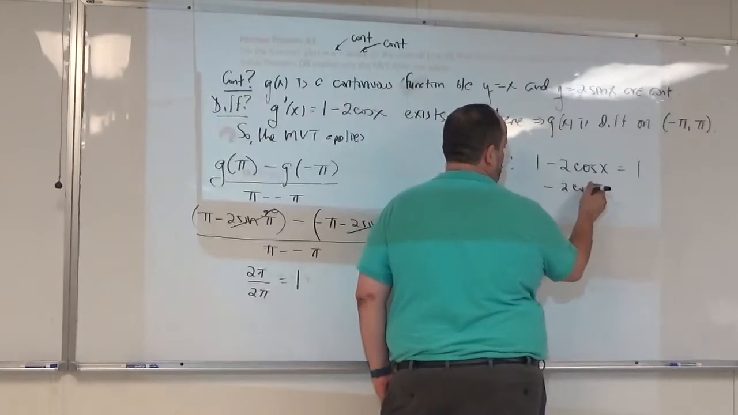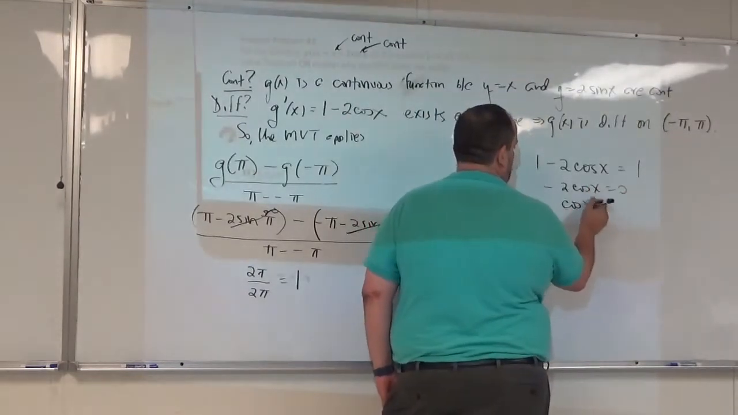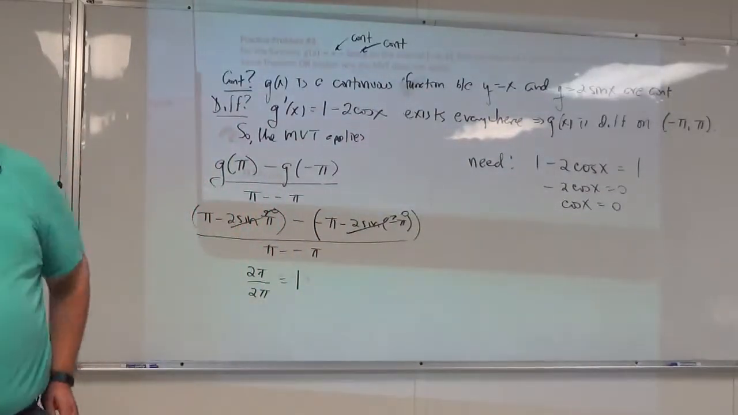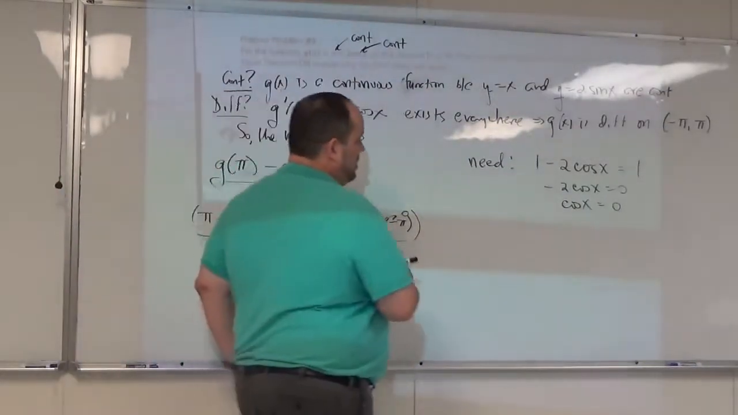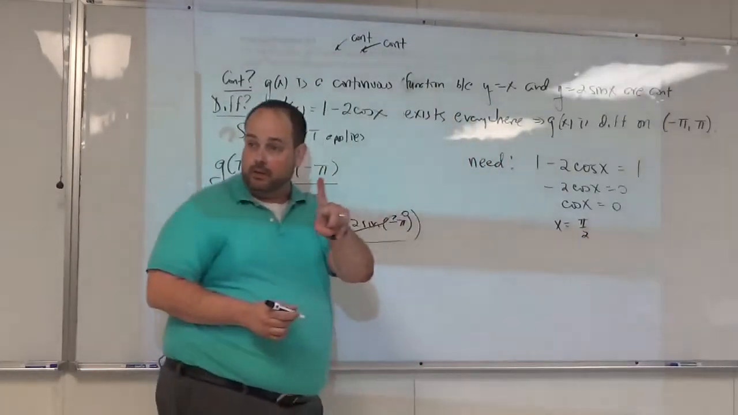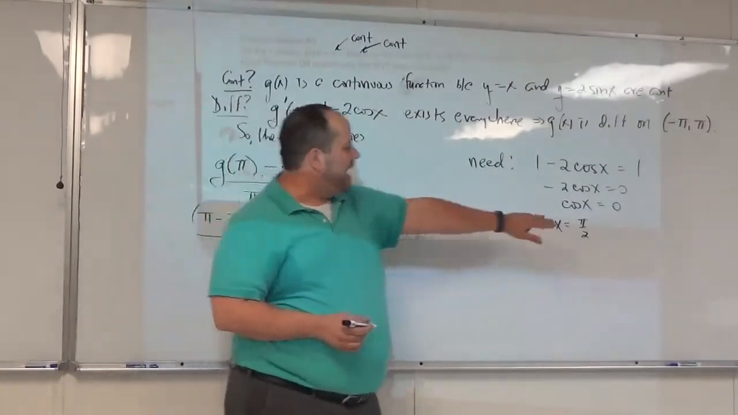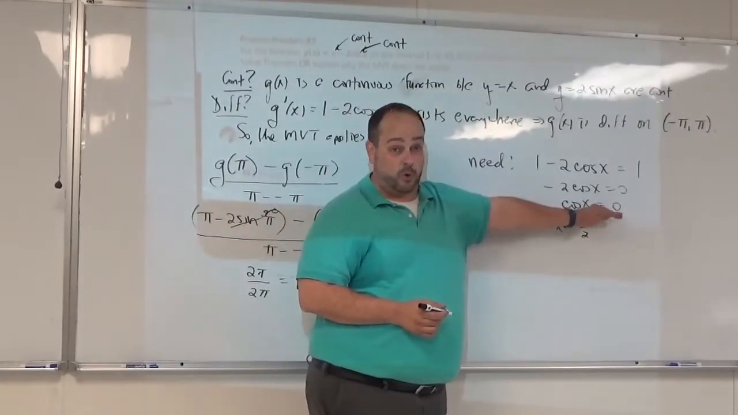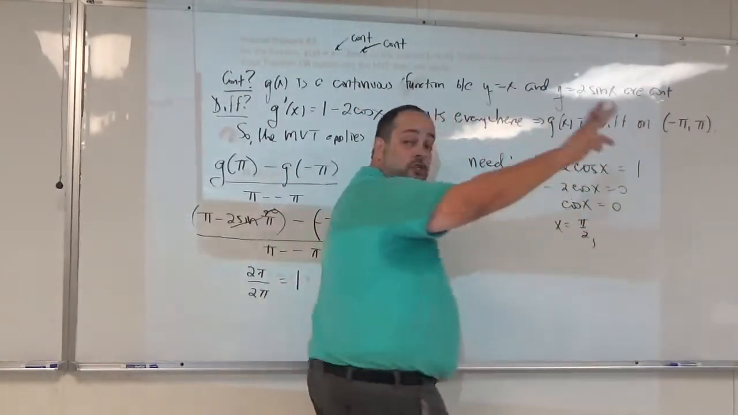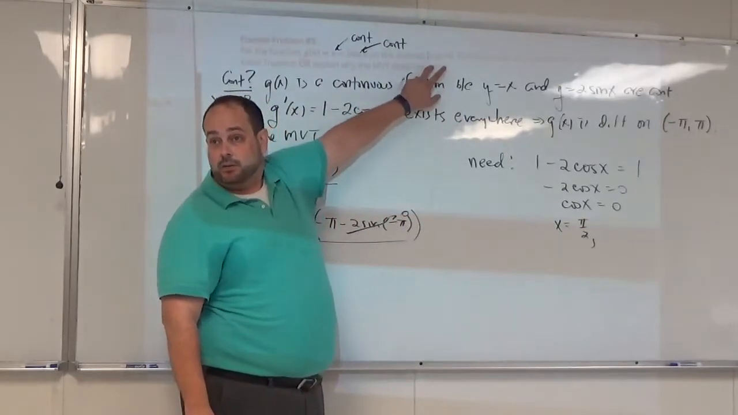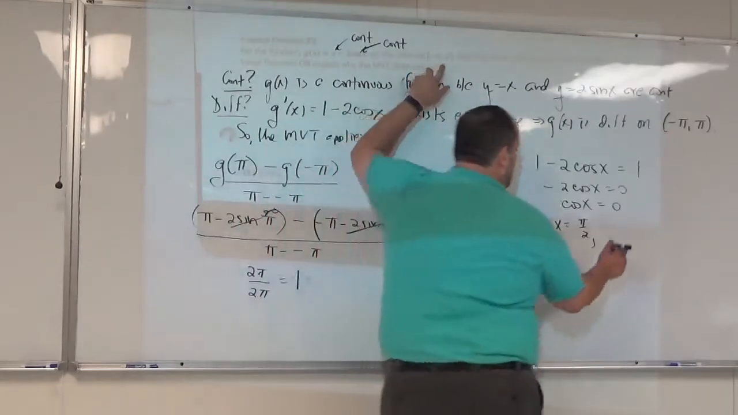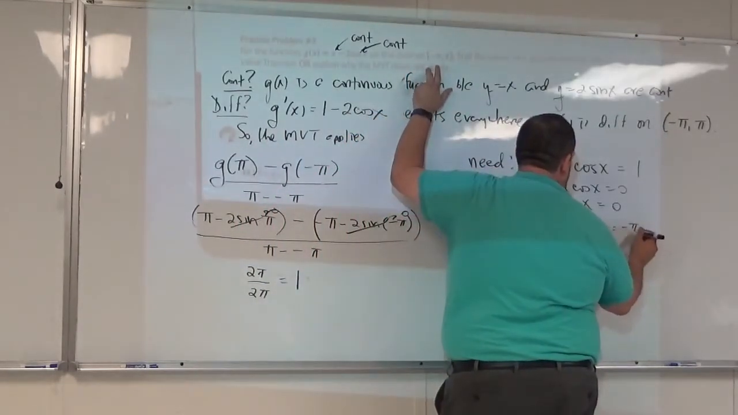You'll get negative 2 cos x equals 0. You'll get cosine of x equals 0. Anybody know where cosine is equal to 0? I heard pi over 2. Is that in the interval? Yes. Anybody know any other place where cosine is equal to 0? 3 pi over 2, I agree, but that's not in the interval. There's one more place. Negative pi over 2.